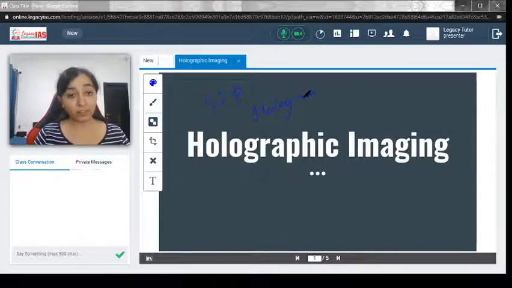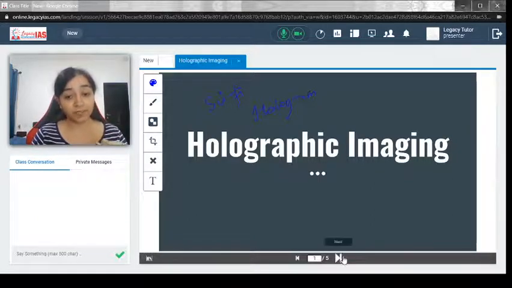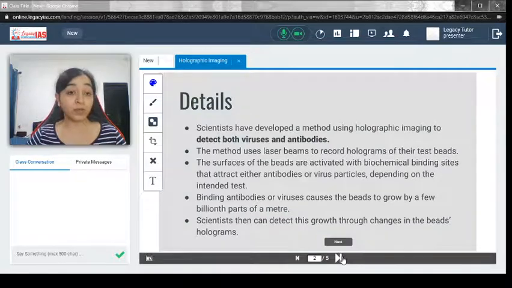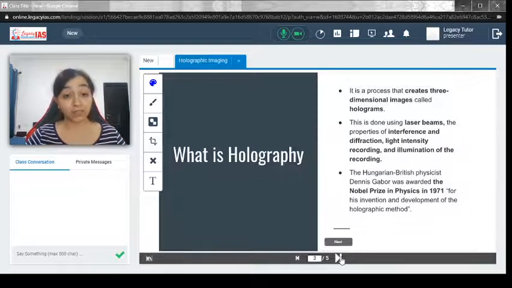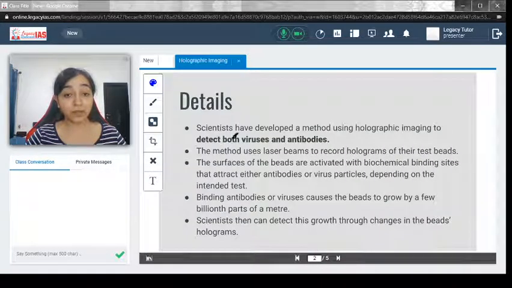In this particular video, we will discuss why holographic imaging was in use and what its newfound applications are. Then we will also discuss a little bit about what holography is. So let's begin. The first thing that we need to know is why this thing was in use. It was in use because scientists have developed a method using holographic imaging to detect both viruses and antibodies.